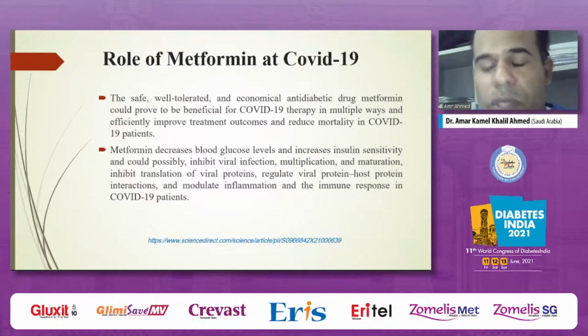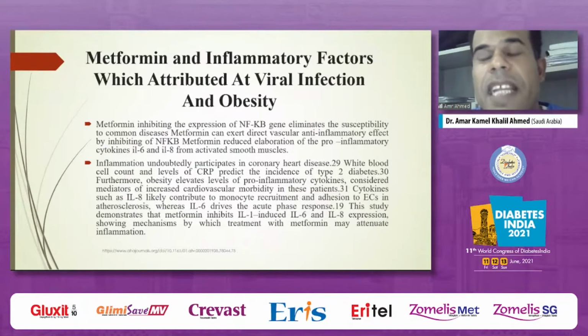And modulate inflammation and immune response. Metformin inhibiting the expression of nuclear factor kappa B eliminates the susceptibility to common disease. Metformin can exert a direct vascular anti-inflammatory effect by inhibition of nuclear factor kappa B and reducing elaboration of the pro-inflammatory cytokines like interleukin 6, as said before by Dr. Abi as today, and interleukin 8 from activated smooth muscle.